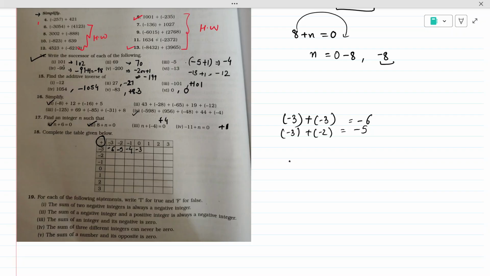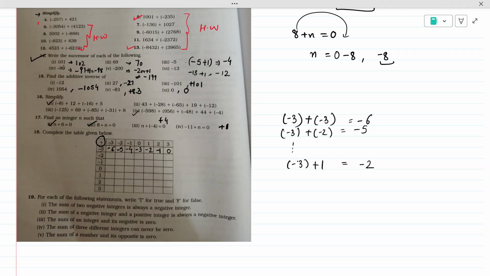Okay. Next, minus 3 plus 1. So when we add plus 1 to minus 3, it will become minus 2. Minus 2 here. And then minus 3 plus 2, it will become minus 1. Minus 3 plus 3 is 0. So this is how we have to fill this. Okay. So you can fill all the rows like this.